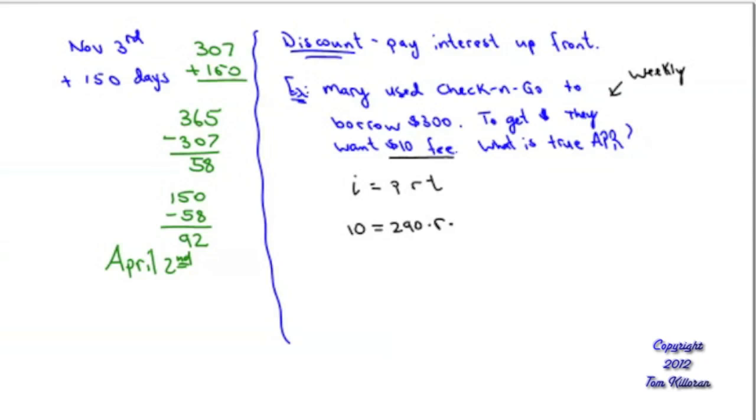Okay. So when you get your money, you get $290, because you already paid the $10 up front. Okay. So even if they gave you $300, you're still paying them $10. That brings you down to $290. And let's say it was 5 days. You got it on Monday, and you're paying it back on Friday. 5 days. So that would be times 5 over 365.